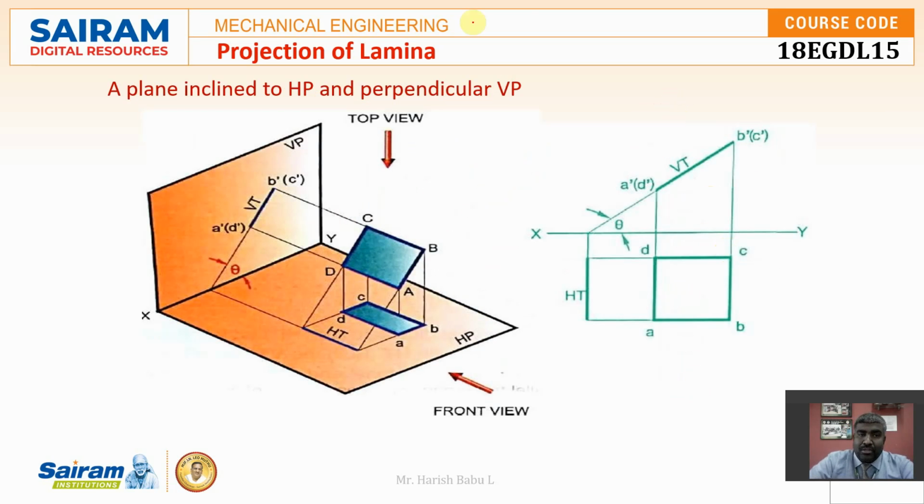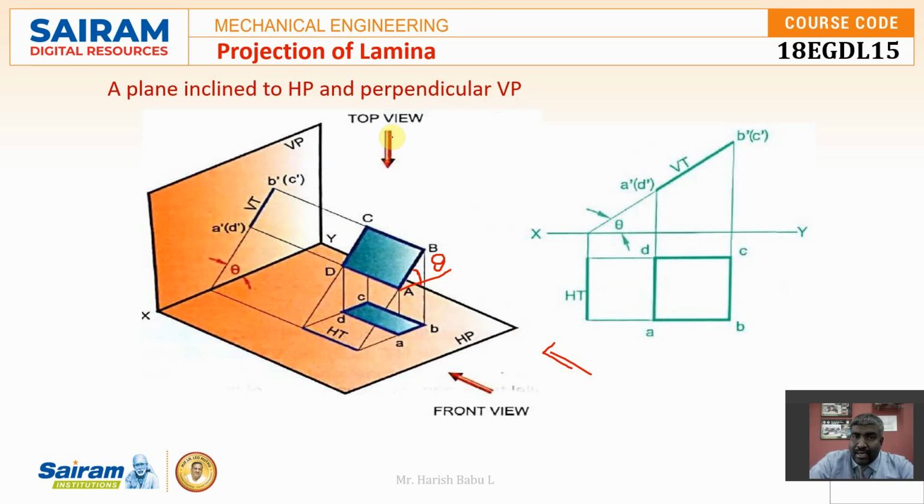Coming to fourth condition, a plane is inclined to HP and perpendicular to VP. So you can see over there, the plane ABCD is inclined to HP with an angle of theta, and it is perpendicular to VP. So when I want to observe from the front, I can see what is the length of this one AB and the inclination. So that can be directly projected over here.